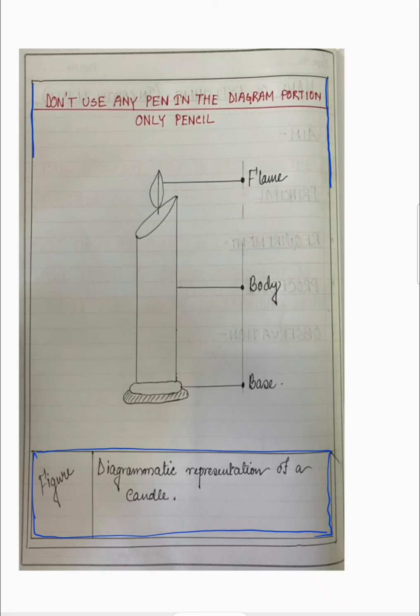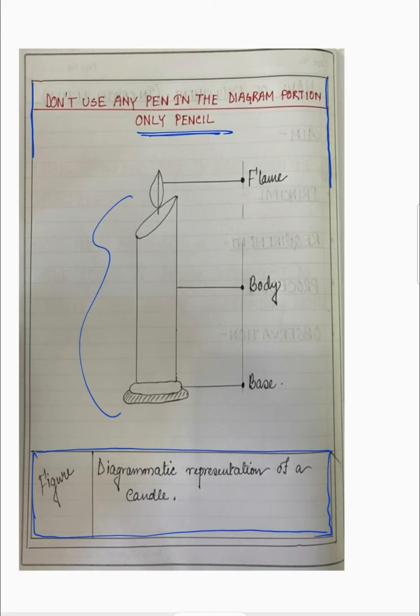There are some rules, very minute rules, which if you can follow, you can definitely get a good impression and definitely good marks. So let's go through that. At the top you can see I've written, don't use any pen in the diagram portion. Only pencil. As students, you are allowed to use only pencil in the diagram portion, though I have used pens here so that I can show you more clearly, but you should only use pencil. That is the diagram.